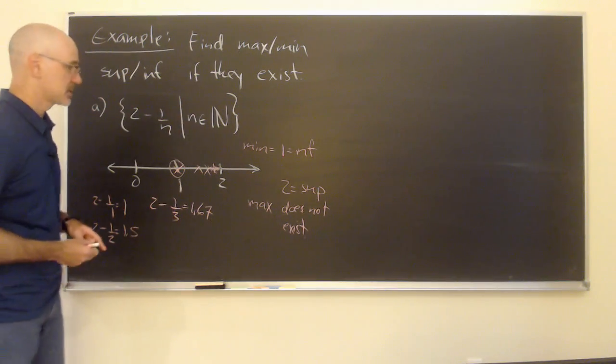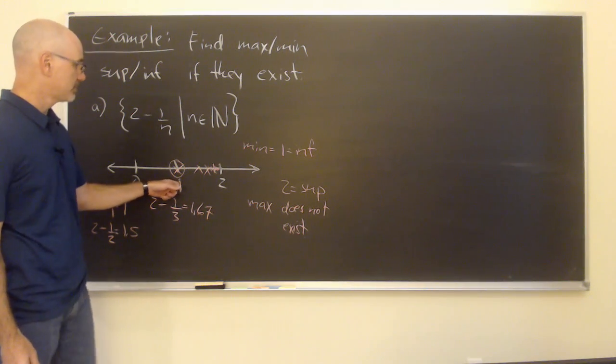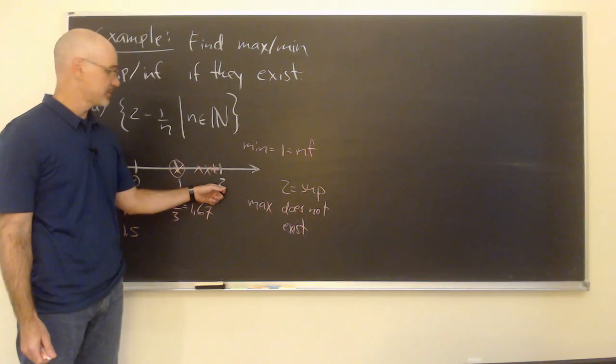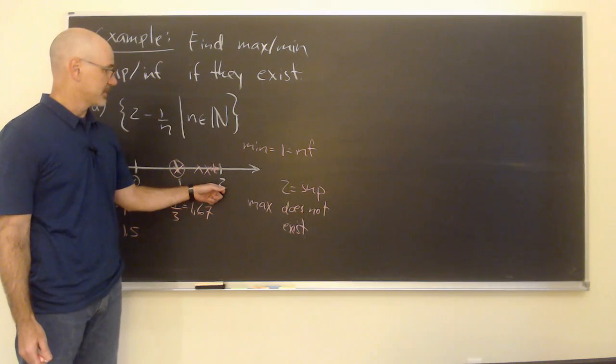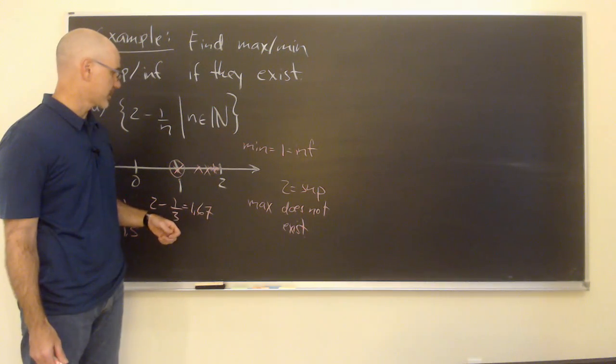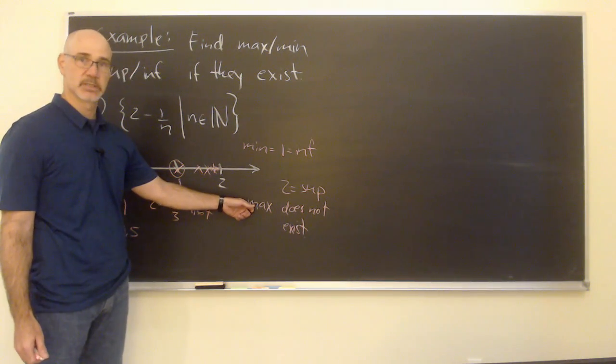Okay, so our first example, the minimum is 1. It's also the infimum. We have a supremum, least upper bound, that's 2. But that value is not in the set, and that's okay for a supremum. And then we made a note that the maximum doesn't exist in this case for this set.